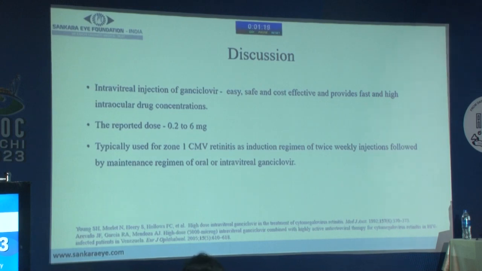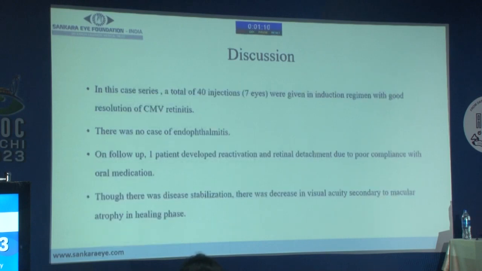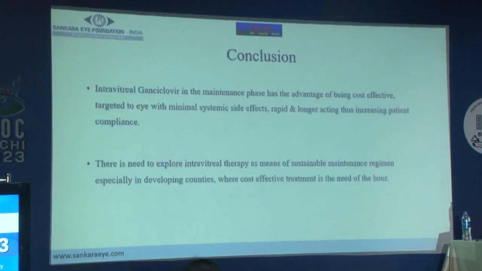It is typically used for zone 1 CMV retinitis as an induction regimen of twice weekly injections, followed by a maintenance regimen of oral or intravitreal ganciclovir. In this case series, a total of 40 injections were given in the induction regimen with a good resolution of CMV retinitis. There was no case of endophthalmitis. On follow-up, one patient developed reactivation and retinal detachment due to poor compliance with the oral medication. Though there was disease stabilization, there was decrease in visual acuity secondary to macular atrophy in the healing phase.